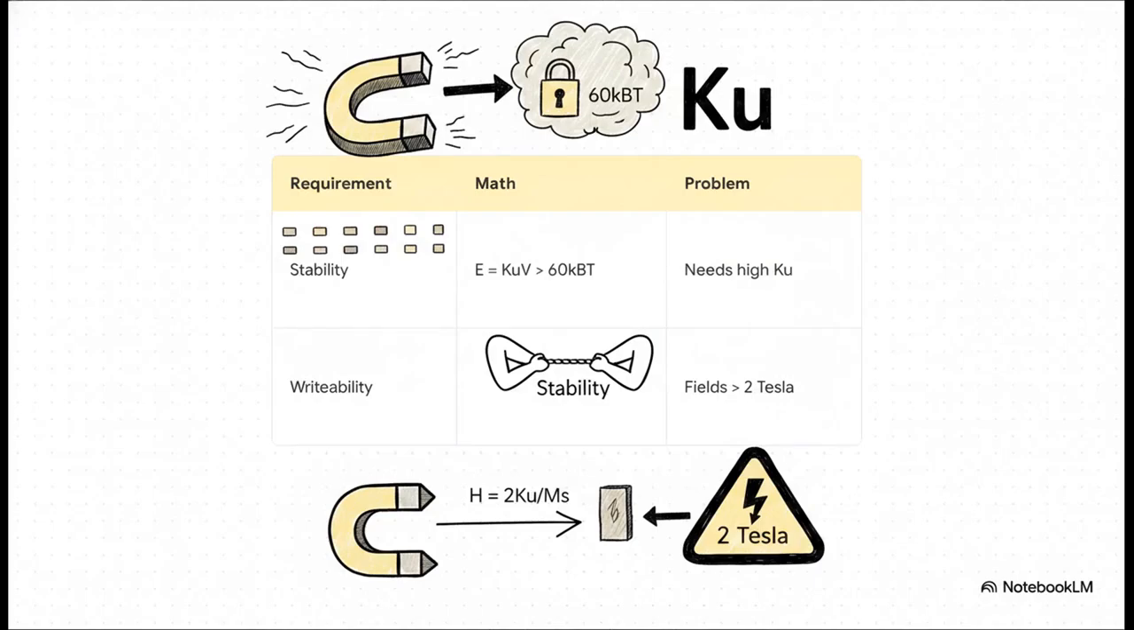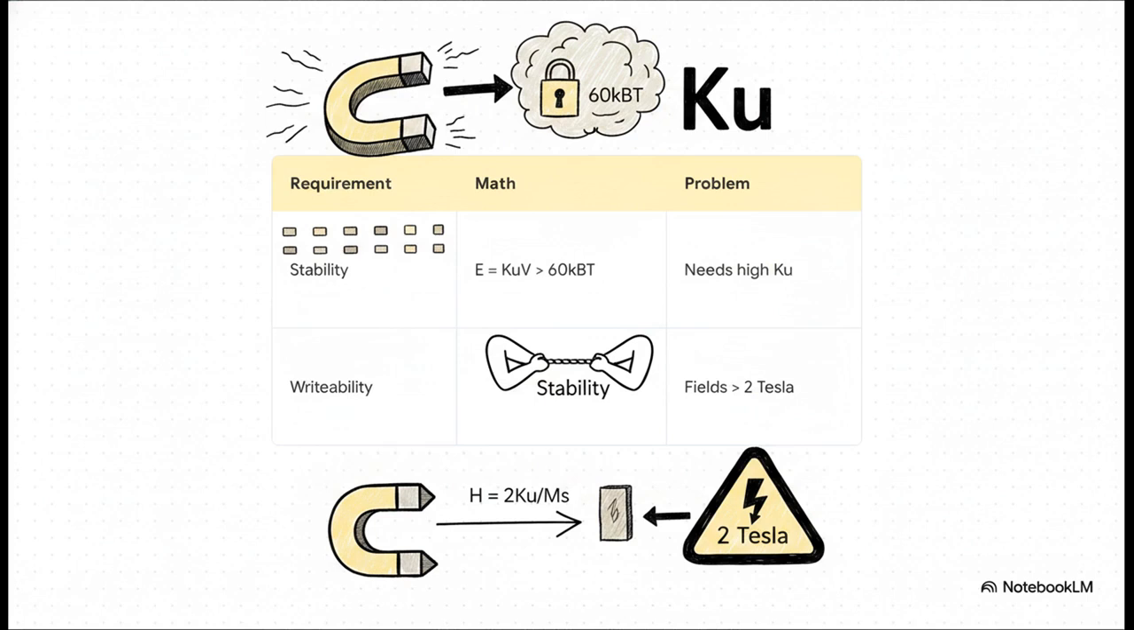The whole thing really boils down to this brutal mathematical tug-of-war. To guarantee your data survives for years and doesn't just vanish, the energy barrier holding it in place has to be much greater than the ambient thermal energy. Since we're shrinking the grains, our only choice to maintain that stability is to use magnetically hard materials. But here's the catch. The magnetic field required to actually write a bit is tied directly to that hardness. If we use materials hard enough to be stable, they require massive magnetic fields.